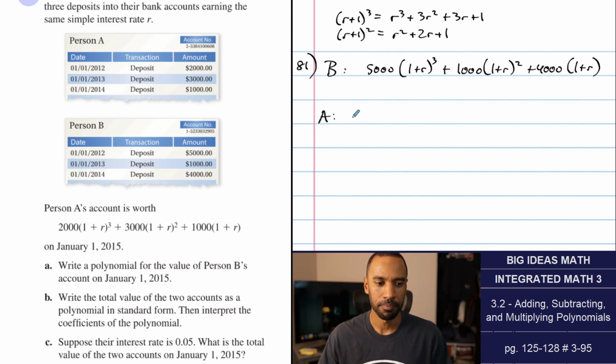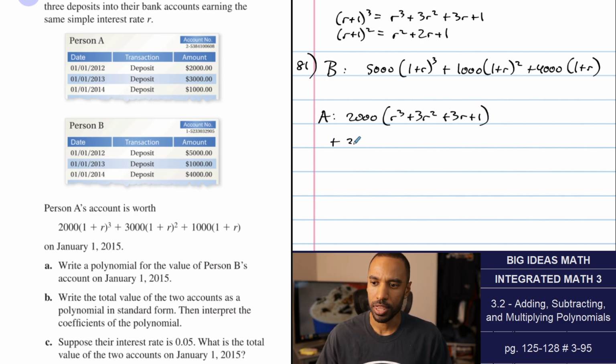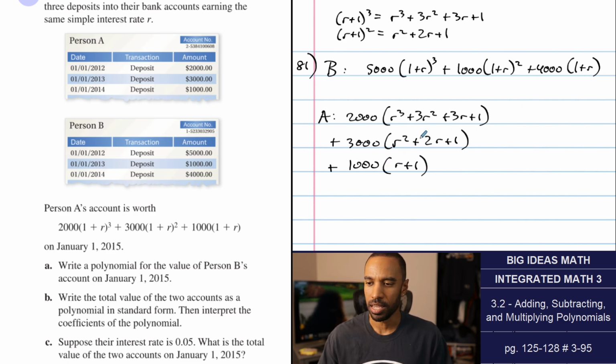So account A, we're going to do 2,000 times this plus 3,000 times this plus 1,000 times this. And account B is going to be doing those same numbers, or sorry, different numbers, but those same variable things. Now here's the thing. I can combine like terms before I distribute. So actually, let me do this. A plus B, sorry, I'm saving space and time.